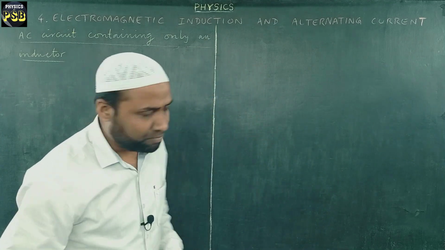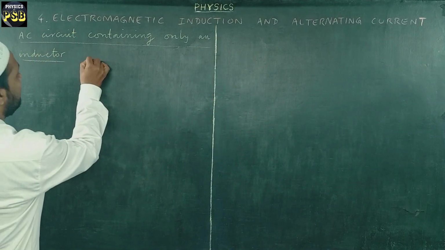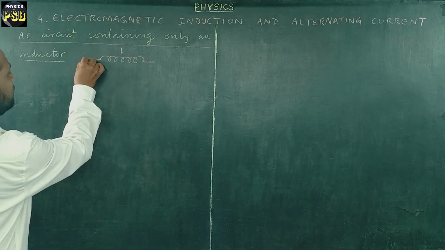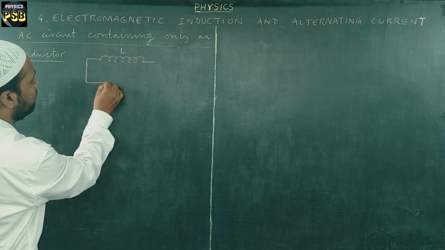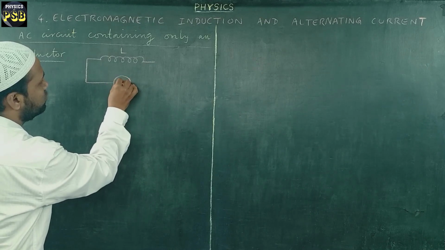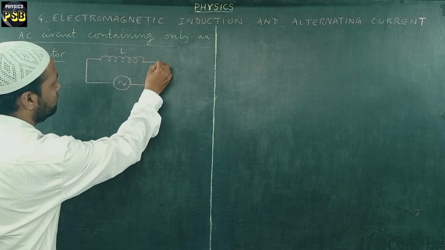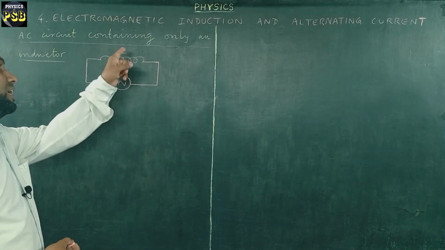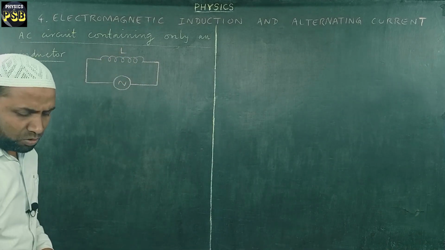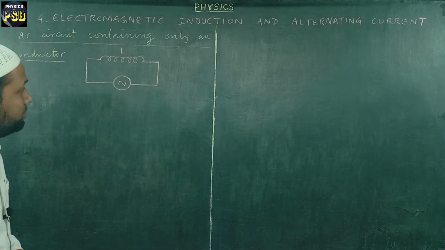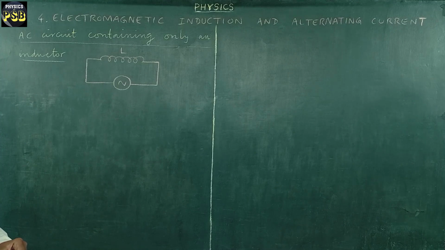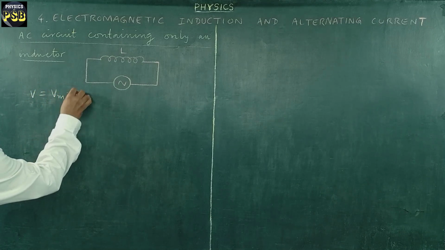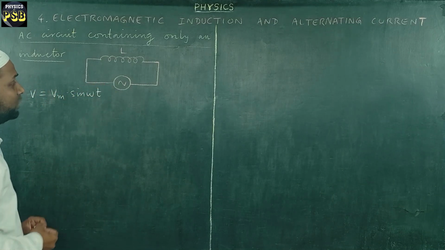For that, I consider an inductor of inductance L connected to an alternating voltage source. This alternating voltage source is connected across this inductor of inductance L. If it is so, the instantaneous value of alternating voltage is given as V equals Vm sin omega t. I take this as equation number 1.